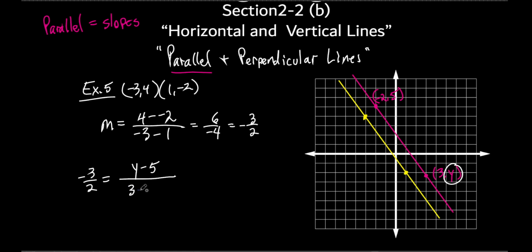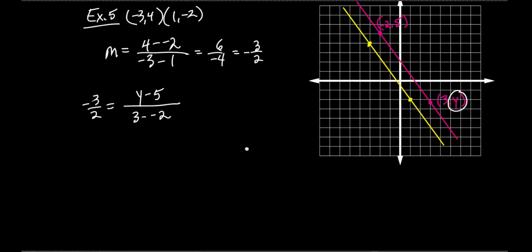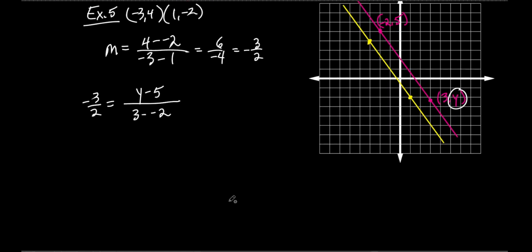So it's 3 minus negative 2. So now I have a little equation here. It's not really a formula, it's a little equation. And now, what do I want to solve for? What's the only thing I can solve for? It's y. So I want to solve for y. So how in the world do I do that?